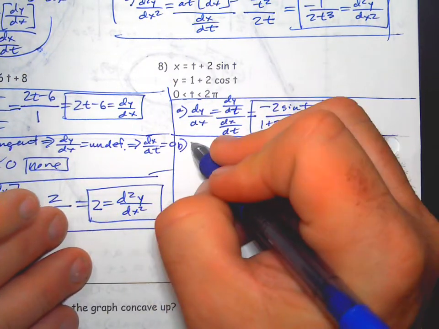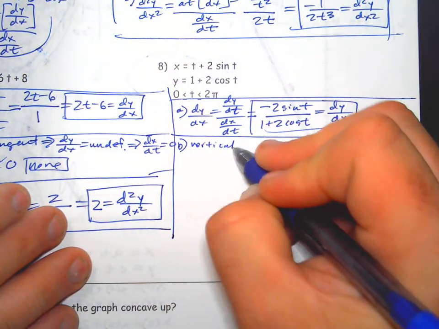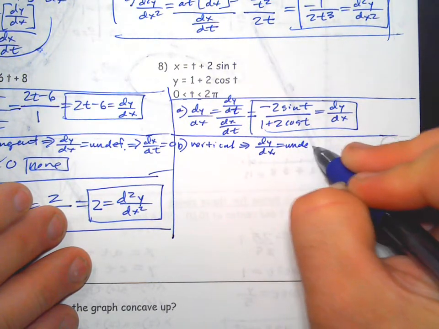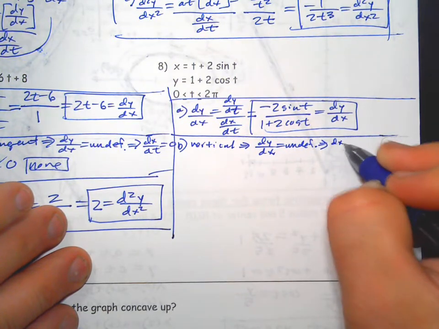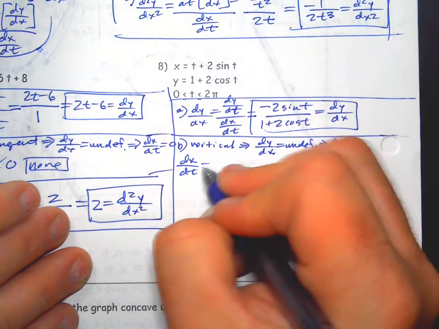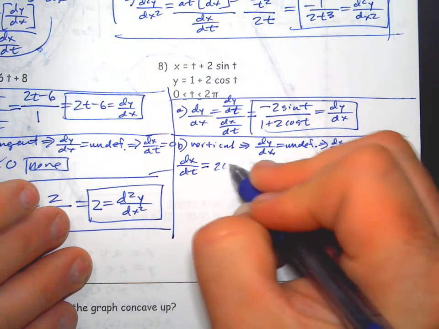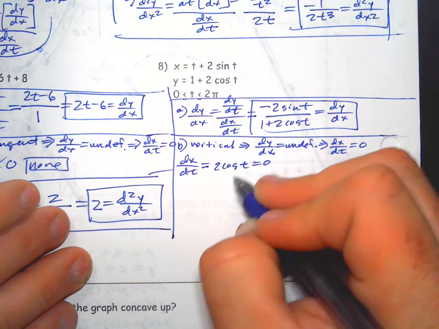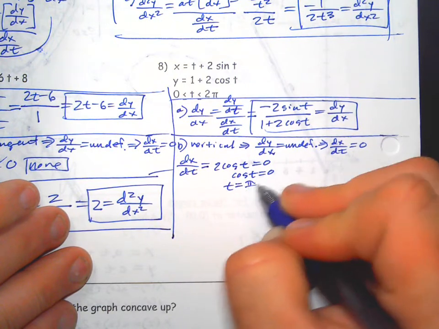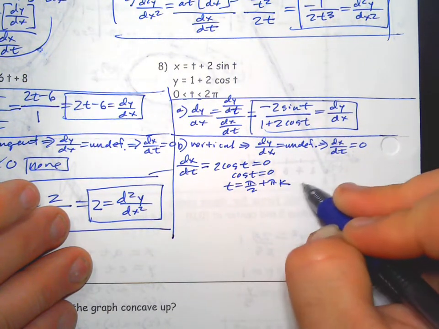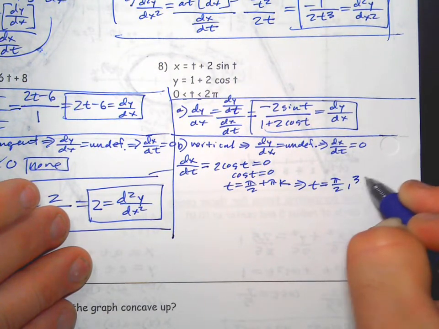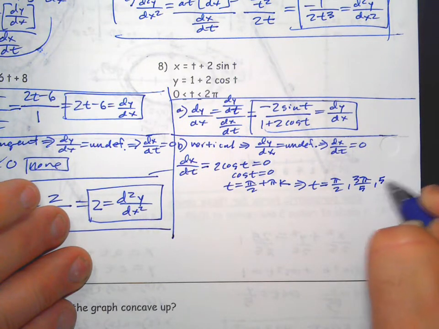And part B is vertical tangent, which is going to happen when dy/dx is undefined. More specifically, dx/dt equals 0. So dx/dt is 2 cosine t, and we're going to say equals 0. So cosine t equals 0, so t equals pi over 2 plus pi k. So t equals pi over 2, 3 pi over 2; 5 pi over 2 is too far.